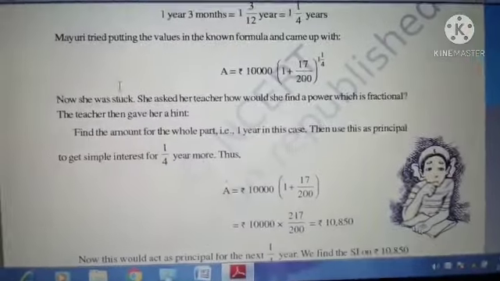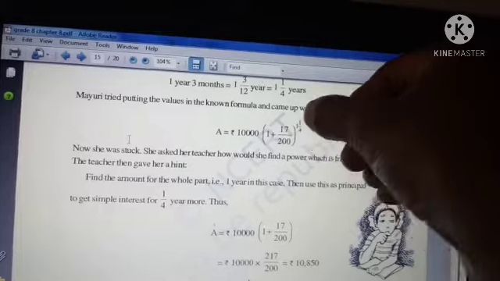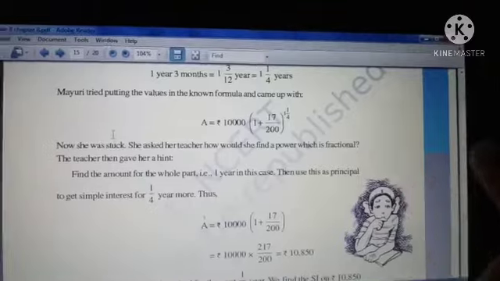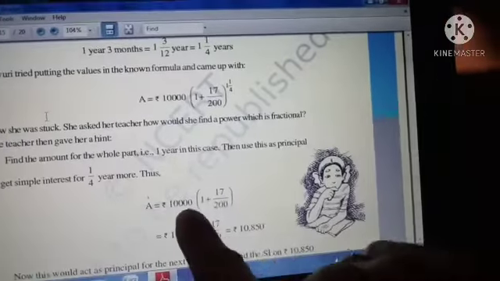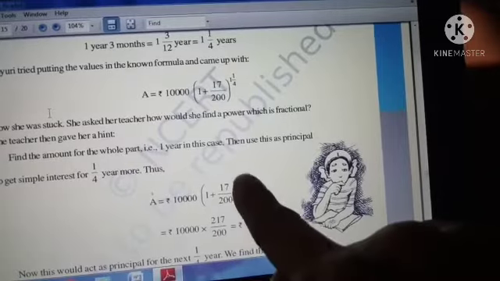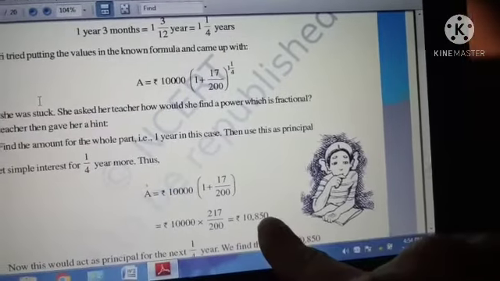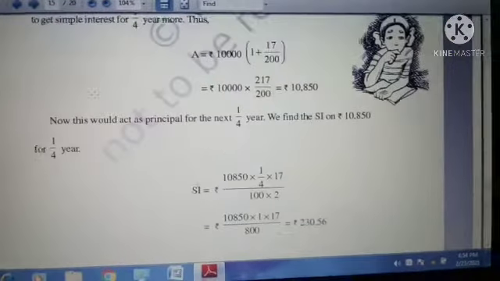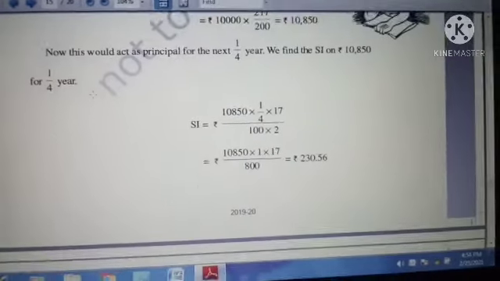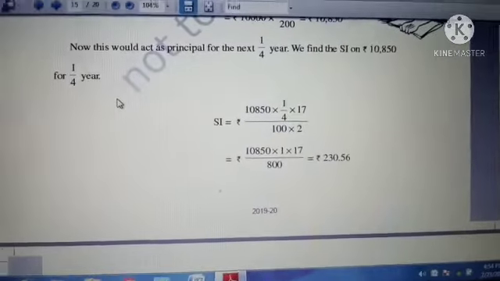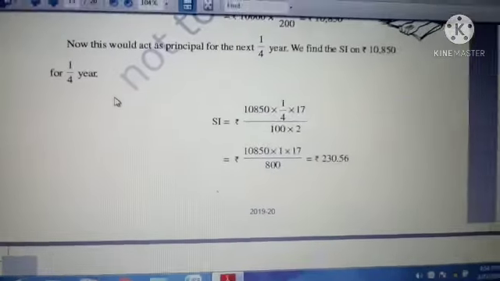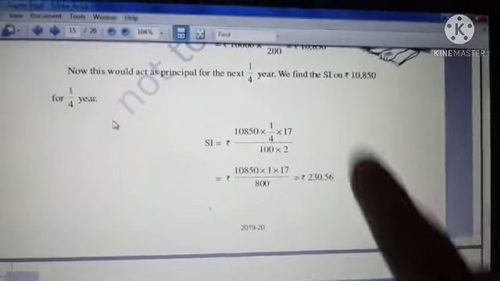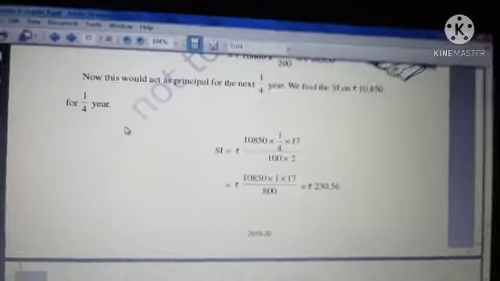Now what they have done, see, 1 1/4 is there, so they have separated it into 1 year and a quarter year. 1 year they have found here. For 1 year, 1 plus 17/200, the whole power 1. So we can cancel it and you can find 10,850 for 1 year. Next you should find for the quarter year. For the quarter year, what they have done, they are finding simple interest. So P into R into T. R is here, T is 1/4, because it is a quarter year. Substituting, just substitution alone is enough.